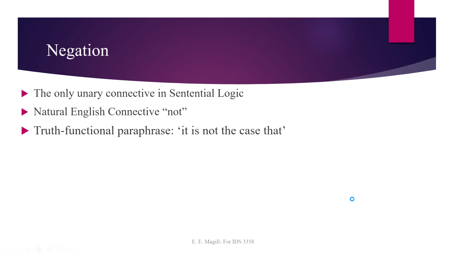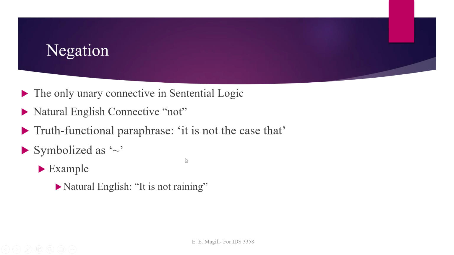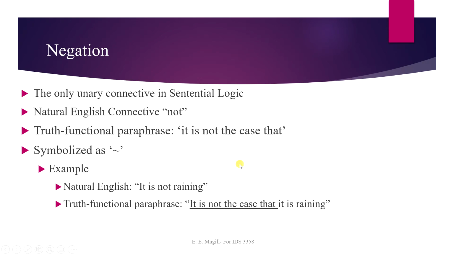So we always symbolize the negation using the tilde that goes out in front. So here's an example. The natural English, "it is not raining," right? We would paraphrase as "it is not the case that it is raining." So we wouldn't symbolize "it is not raining" as an atomic sentence itself. We're going to pull that negation out first. And then we're going to symbolize it as here, tilde R, where R is "it is raining," and that tilde is our symbol for the negation, "it is not the case that."